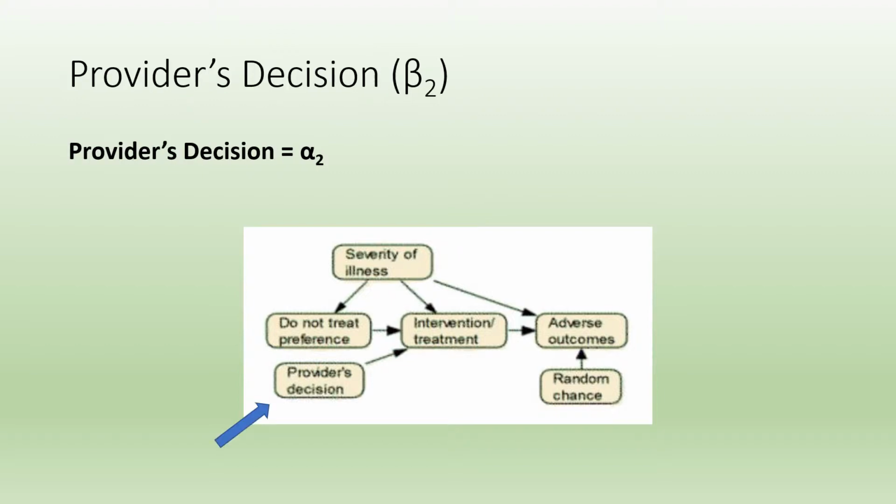Next we have provider's decision, another root node in our network. Similar to severity of illness, provider decision is equal to its alpha, or its y-intercept. In a larger network, both severity of illness and provider decision likely have parents, and we would add those parents to those equations. However, this is not the case since we are only focusing on the network we have in this question.